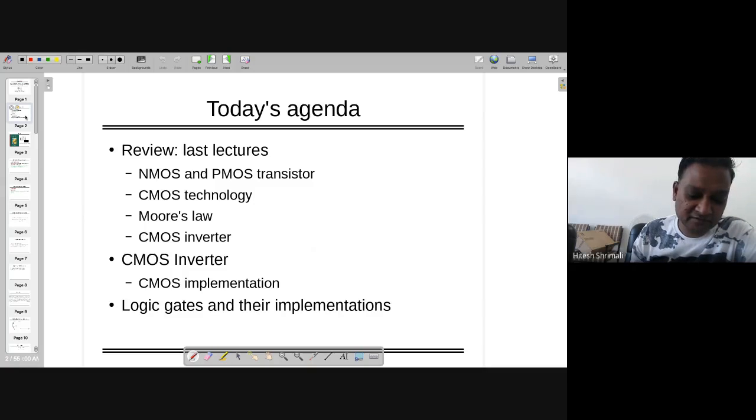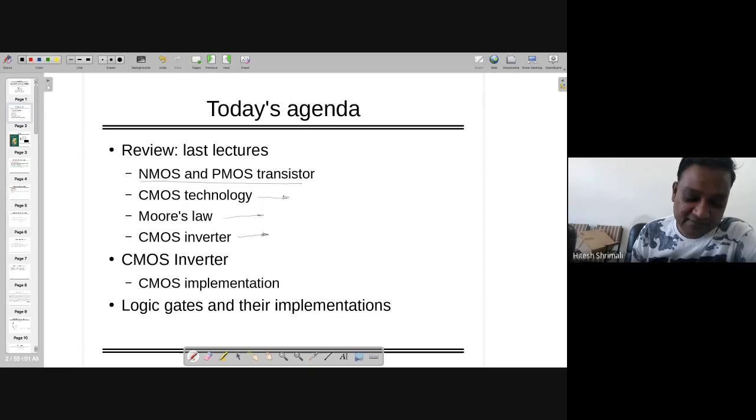In the past few lectures, we have studied the following: NMOS and PMOS transistors. Along with that, we have also discussed CMOS technology. We also learned what Moore's law is. We also talked about the CMOS inverter, how it is implemented using CMOS technology. Other than that, we also studied stick diagrams and other layout issues, and we also talked a bit about parasitics.